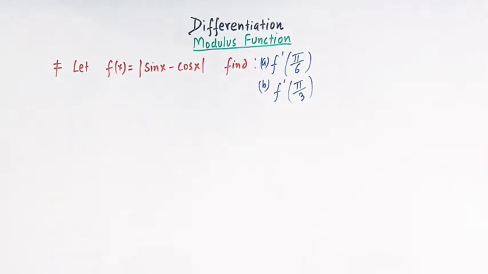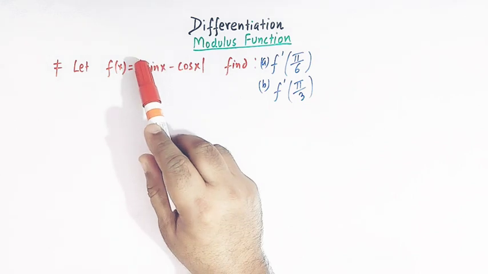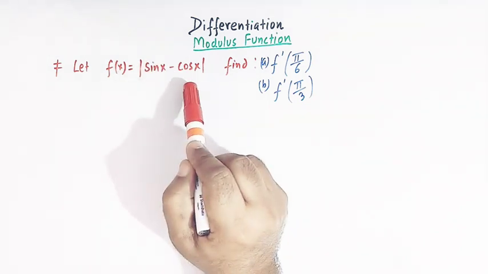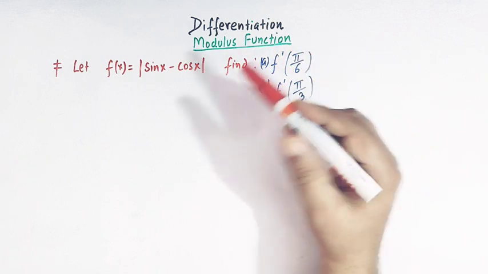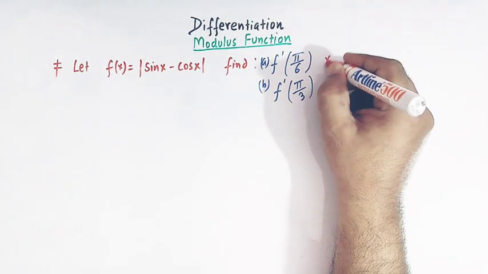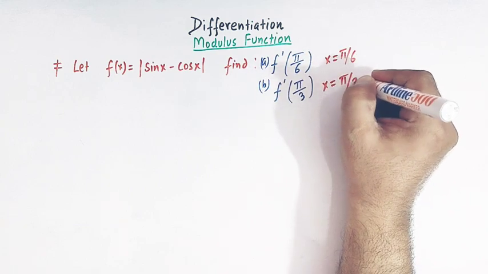Hello viewers, in today's class we are going to discuss a very conceptual problem from differentiation involving modulus function, right? And here we have a very interesting problem in which we have to find the derivative of this function f of x, which is the mod of sine x minus cos x at these 2 points, that is x is equal to pi by 6 and x is equal to pi by 3, right?